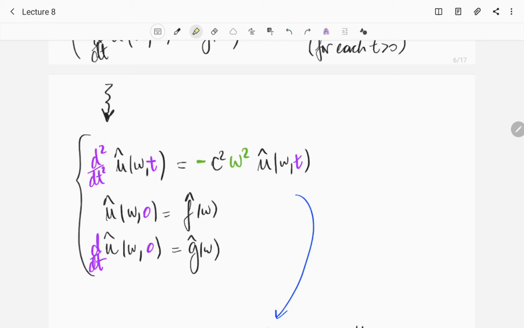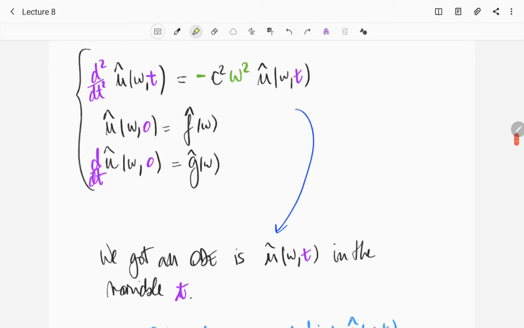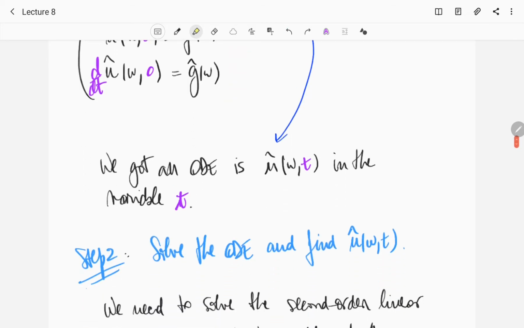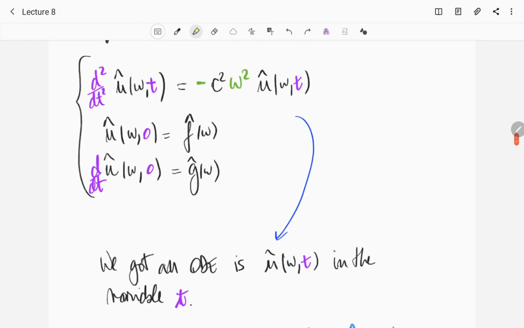Sorry. This constant, because now remember that the variable is t, so omega is just a constant if we think that it doesn't depend on t. And we have here the function and these initial conditions. Okay, so we know how to solve this, because this is an ODE in the variable t, and it's a second order ODE with constant coefficients, so we know how to solve it. And this was step 1.